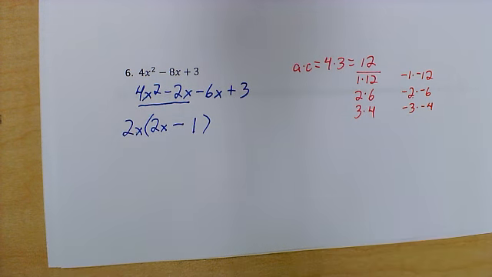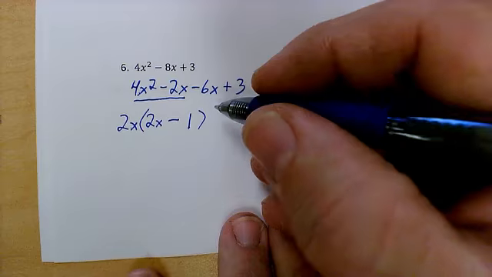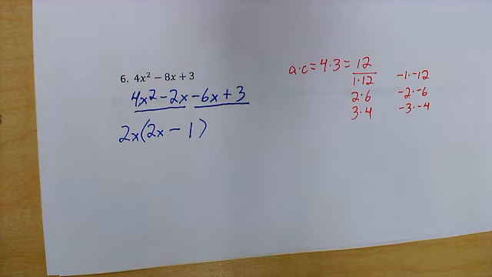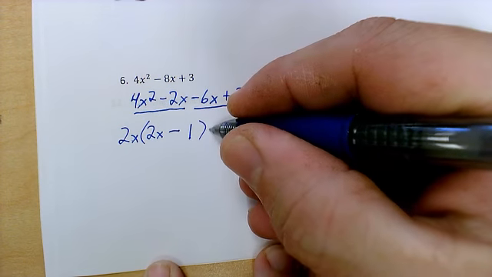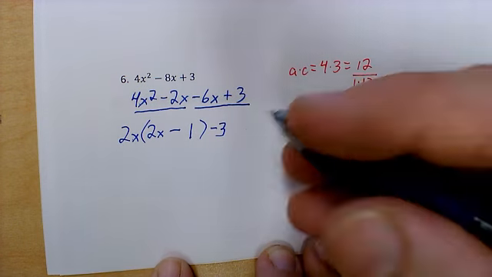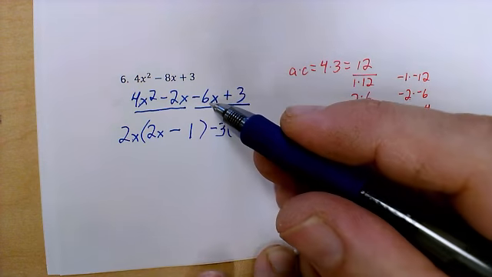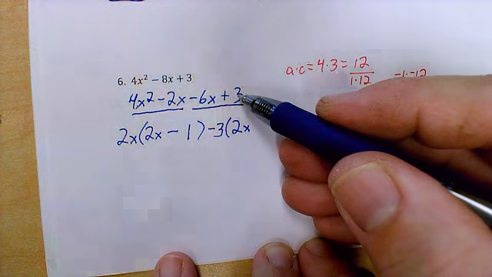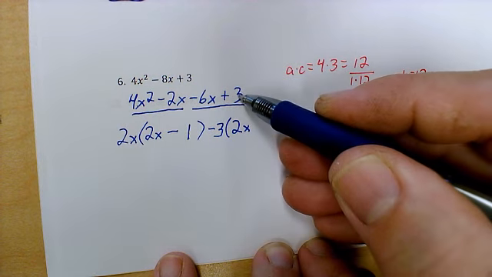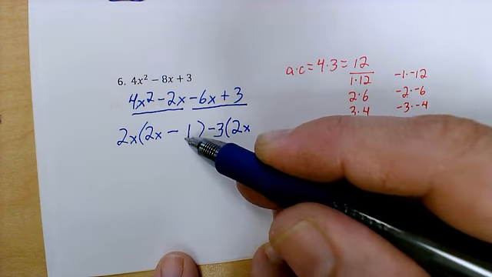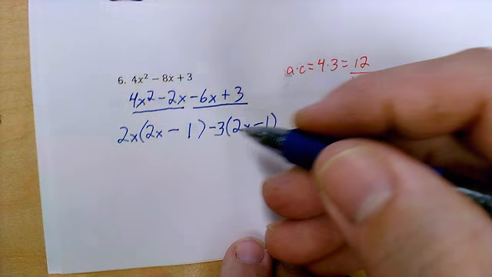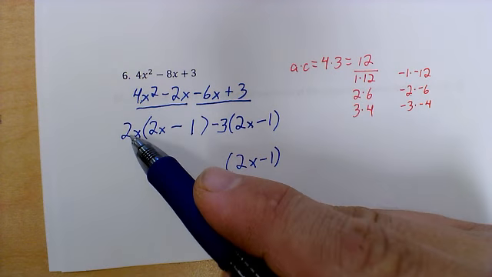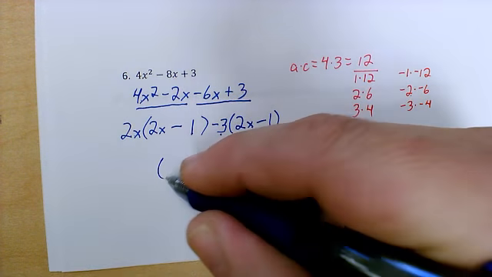Now looking at the second group, I've got negative 6x plus 3. The greatest common factor is 3. However, because the first sign is negative, I'm going to factor out a negative 3. That way our signs will match what was factored on the first one. So negative 6x divided by negative 3 is positive 2x, as it should be. And 3 divided by negative 3 is negative 1, as it should be. So 2x minus 1 represents one of my 2 factors. The other factor is the 2x minus 3 from the coefficients.